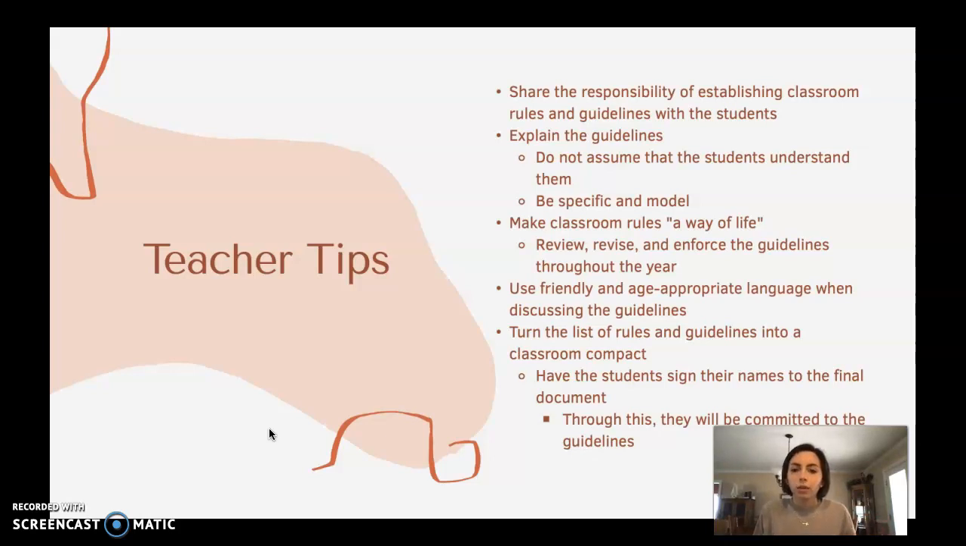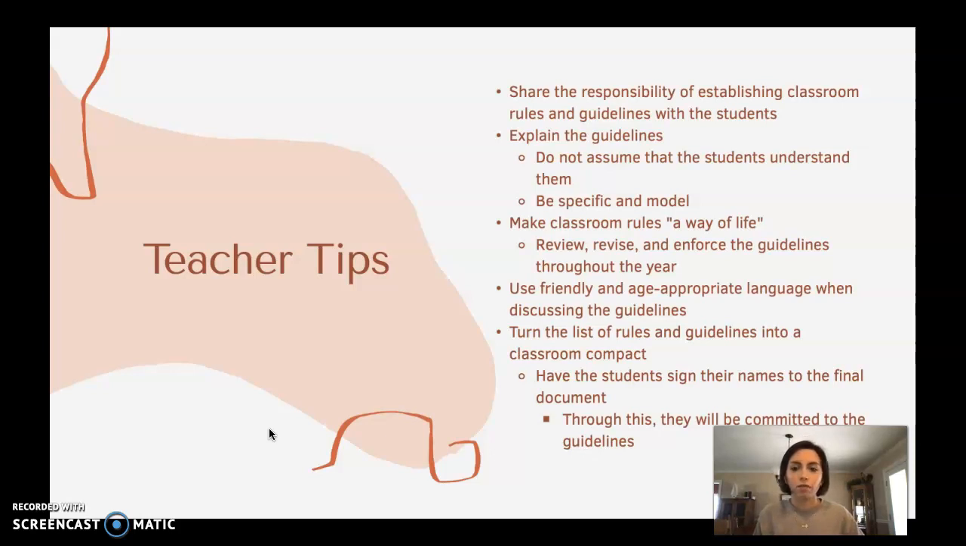Something that I see is really important is reviewing, revising, and enforcing the guidelines throughout the year. What is the point of doing all of this work if you're not going to review them, if you're not going to revise them when needed, and if you're not going to enforce them throughout the year? More than likely, your classroom management will be lacking, and you will show them that you set up things, but you do not follow through with them.